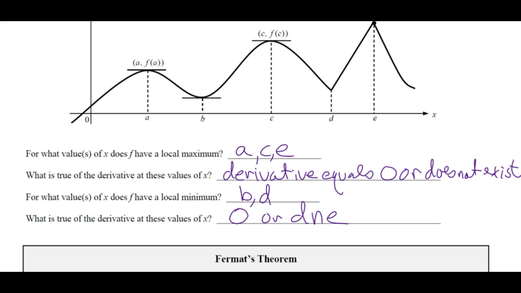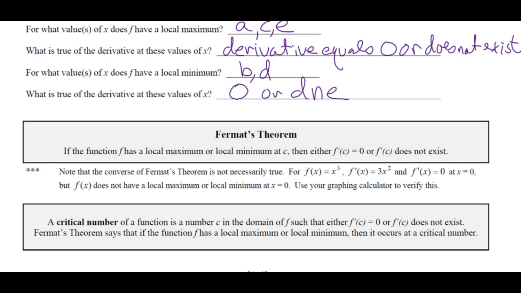Let's go with D and E. Which leads us to Fermat's theorem, not his last theorem, because he's got a last theorem as well. Fermat's theorem: if the function f has a local maximum or a local minimum at c, then either f prime at c is equal to 0 or f prime at c does not exist.